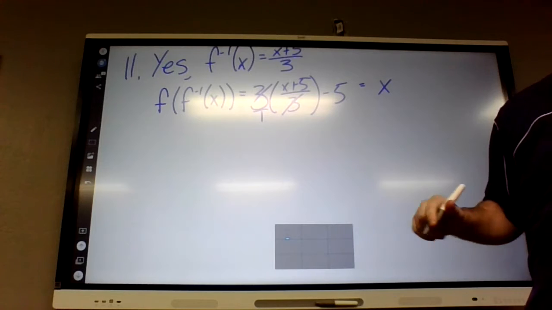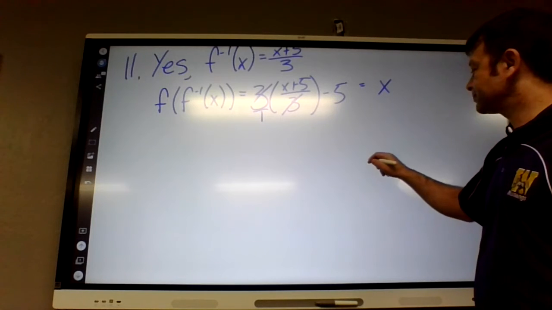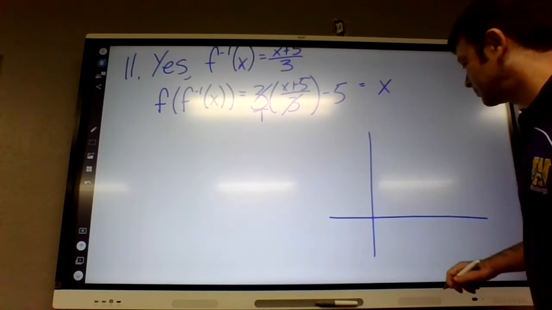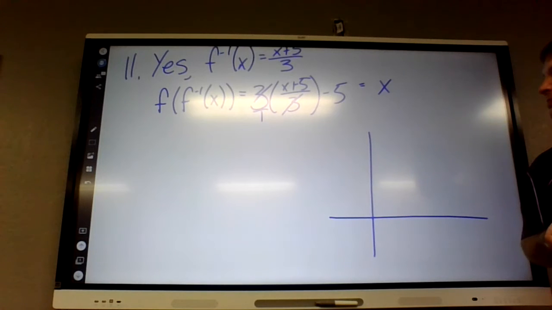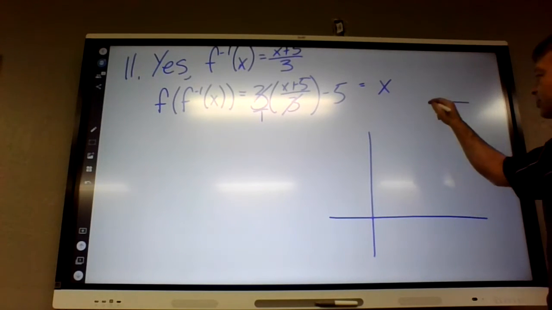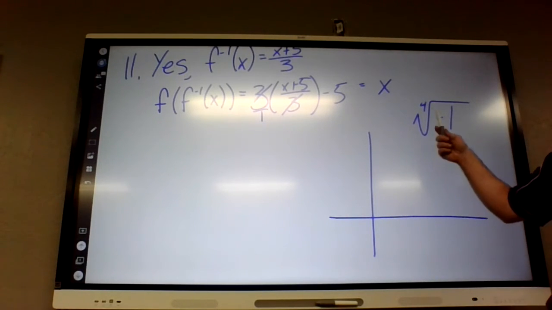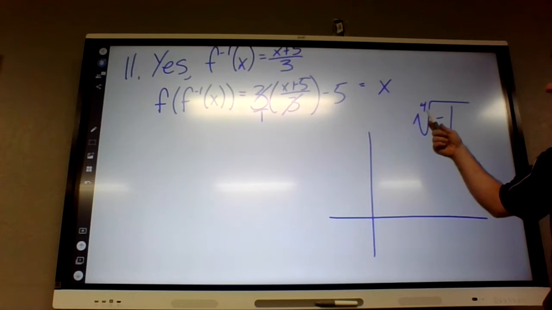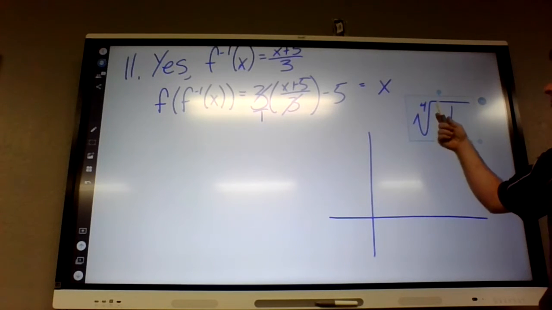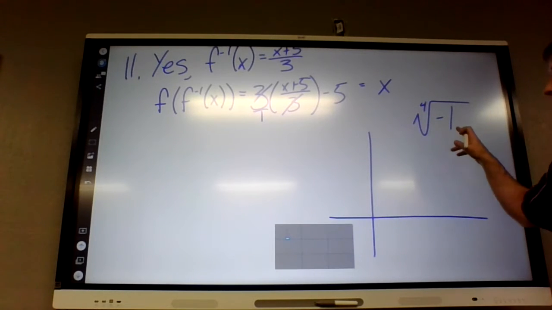What are we doing? f of x equals 4th root of x. What does the 4th root of x look like? What if I plug in -1? What's the 4th root of -1? Okay, it doesn't exist, because what number to the 4th power equals a negative? It's kind of like imaginary numbers, right? But it doesn't exist in the real numbers.